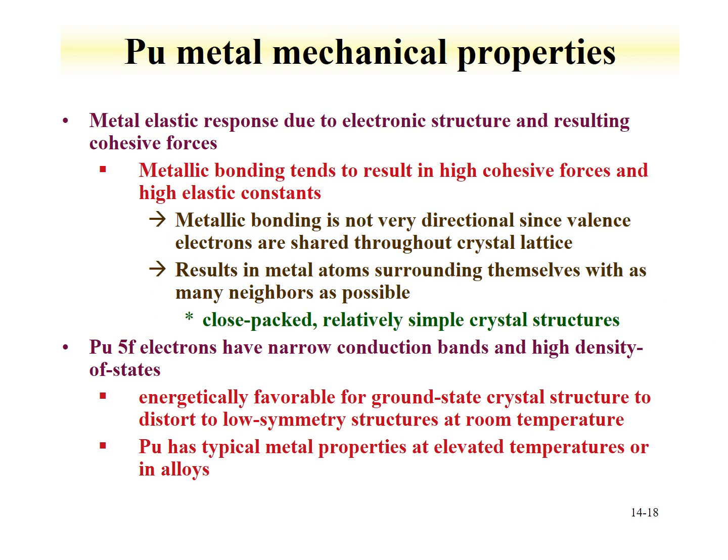Now, as we've already seen with the plutonium 5F electrons, they have relatively narrow conducting bands with high densities of states. So plutonium has typical metal properties at elevated temperatures or in alloys, as we've seen, but for the lower temperatures we have this low symmetry. And again, this not only has this structural behavior, but has some of these mechanical behaviors that go along with it. And again, it's all linked to the behavior of the F electrons.